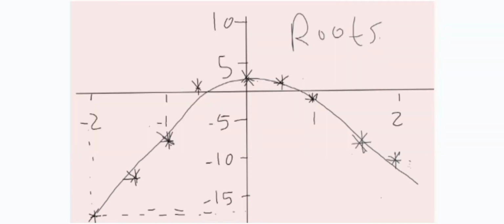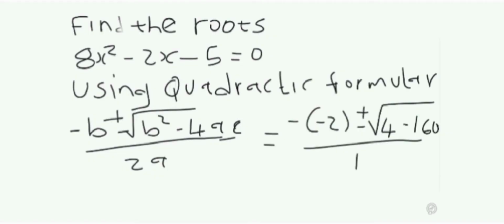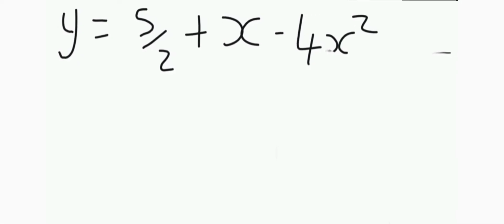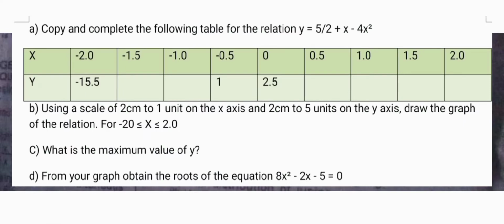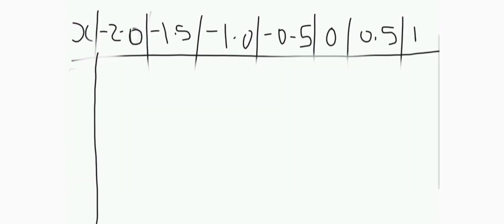This is how to plot the graph. I'll show you how to plot the graph. This is how to find the roots to be sure that your answer is correct. This is the second method, using the equation. This is the question one of my students sent to me, which we're going to be looking at. Complete the following table for the relation y = 5/2 + s - 4s².